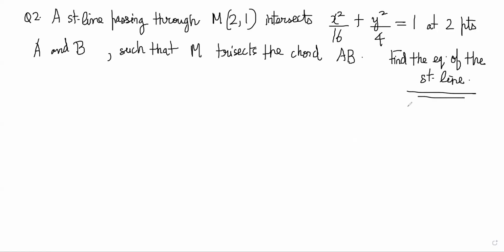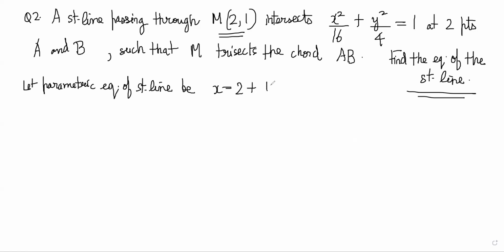There are normal standard ways to do this also, but I want to show you the parametric method. So we'll say let the parametric equation of the straight line be written as x is equal to 2 plus t cos alpha and y is equal to 1 plus t sine alpha, since the straight line passes through this point. That is my parametric equation of the straight line, right?